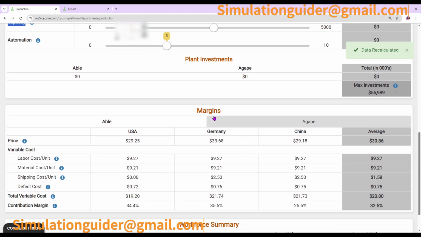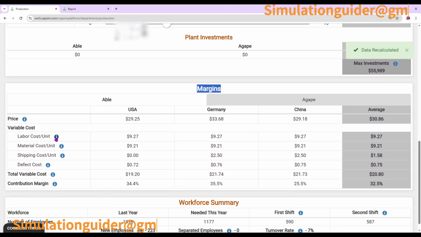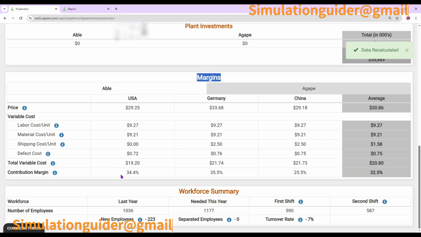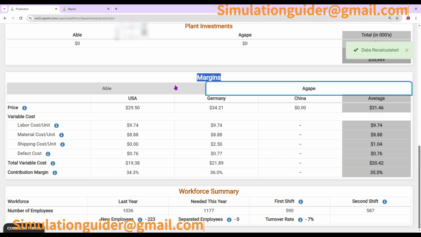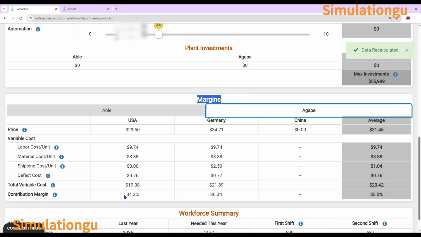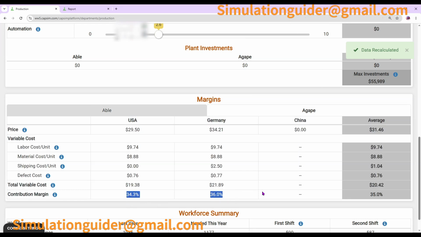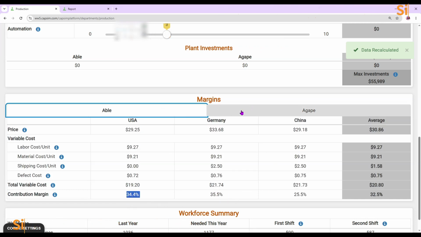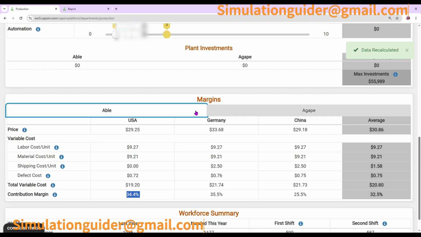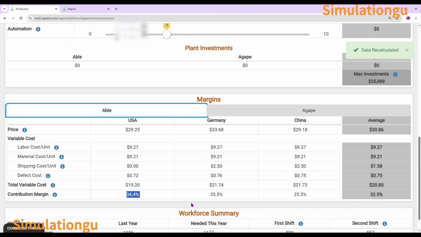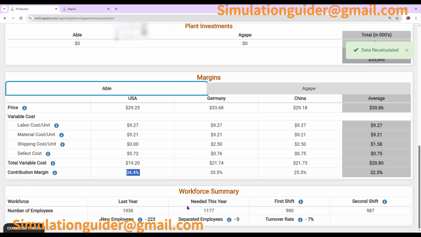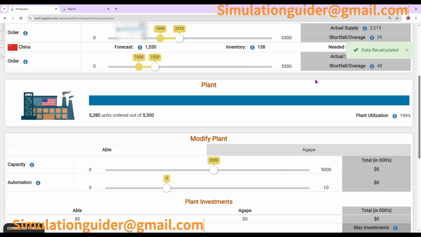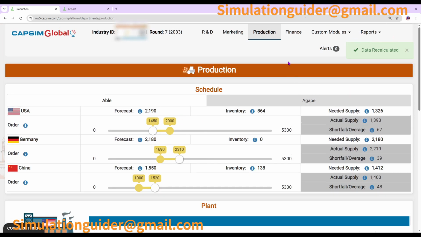So that's all. Here you have the margins, whereby you can see the variable cost, which is actually labor cost plus material cost. You also have the contribution margin, and you can see almost all our markets are giving us a contribution margin above 30%, which is very good, considering our company is actually at the top of the simulation. Workforce summary, you can see the workers that are needed this year, and maybe the turnover rate, and maybe the second shift that we have. So next on, we shall go to the next department, which is finance.